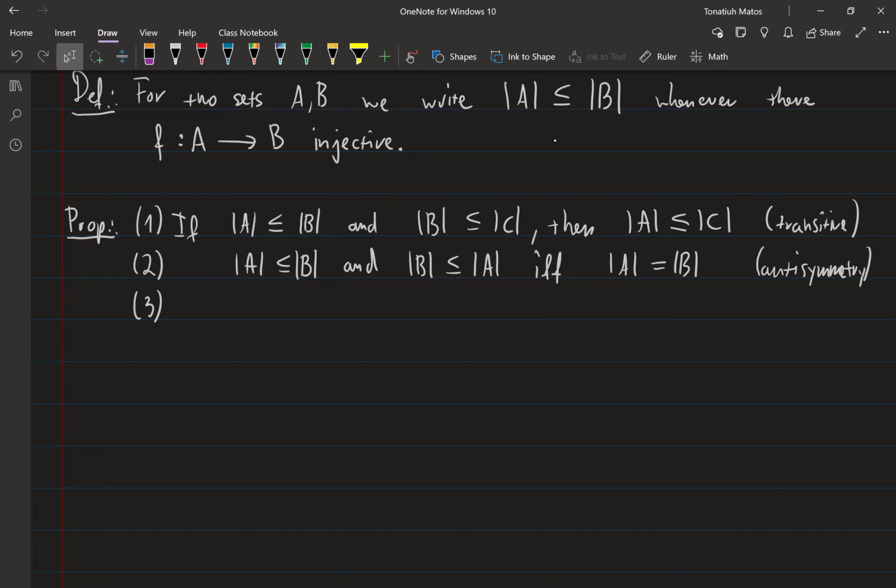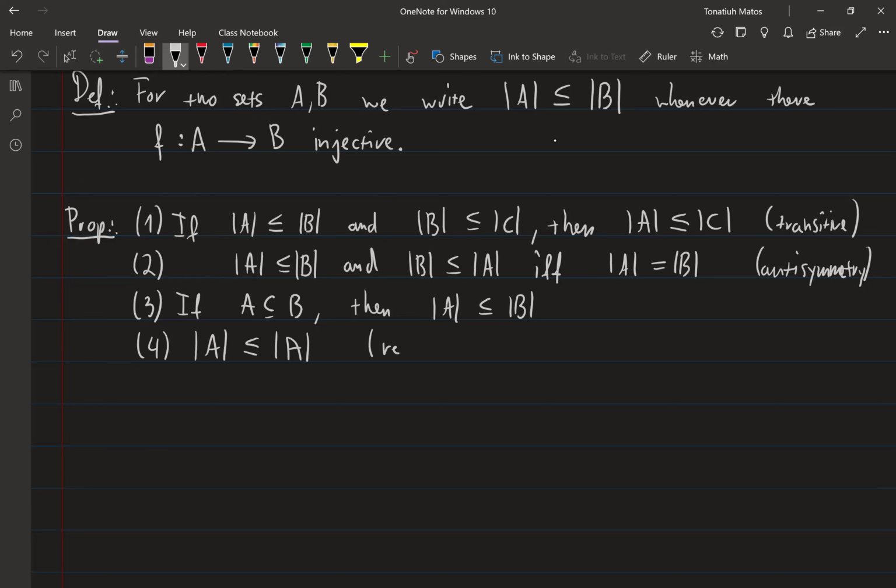So yeah, that's a really good question. Let me see. What else? Okay, here's another easy one. If A is a subset of B, then of course A cannot have more elements than B, right? I don't know if there's a name for this. Maybe I shouldn't even make one up. Property 4. Oh, there's one that I could have written before. Any set has at most as many elements as itself. This is reflexivity, reflexive, right?